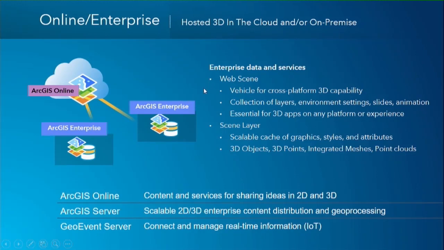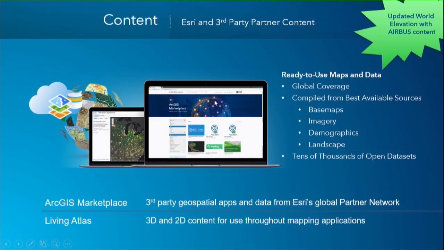Online and enterprise, the only reason I mention this is 3D requires the portal information model. You can't go against the old server-style services to access the scene layer content. And then we do offer content. The second most used layer in ArcGIS Online is the 3D world elevation service. The first one being our imagery base map.